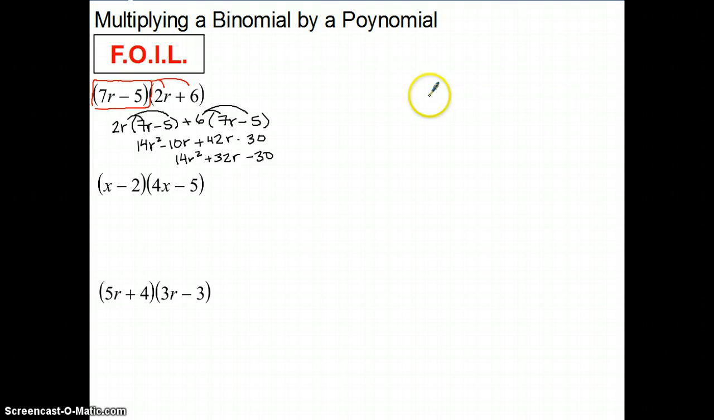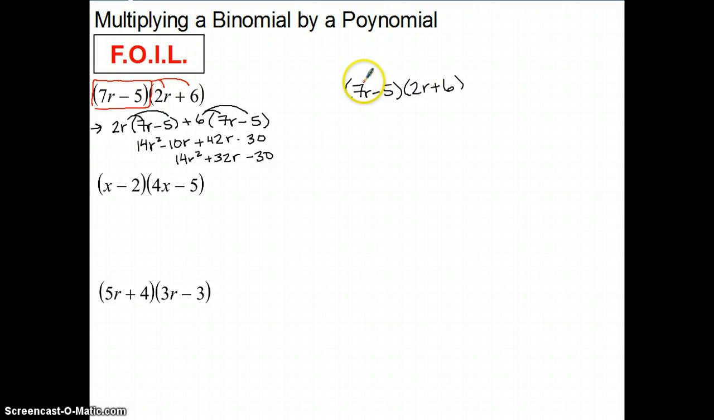Now if I go about this a slightly different way, I'm going to take my 7r minus 5 and multiply by 2r plus 6. But instead of distributing that entire 7r minus 5, I'm going to take a little bit of a shortcut. We said in this second step here, all we've really done is multiplied everything in one set of parentheses by everything in the other set of parentheses.